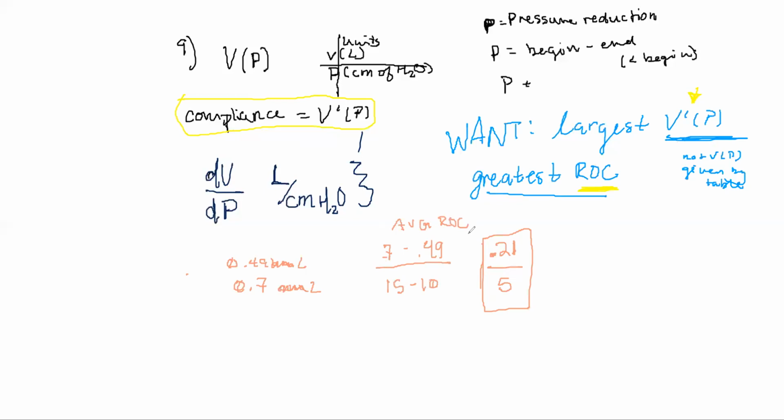That being said, we are trying to find the maximum rate of change. So that would be somewhere between 10 and 15, probably closer to 10. For B, I'm just going to say approximately at 10 cm. So the largest V prime of P would be V prime of 10. But we don't have a function, so it would be approximately this.